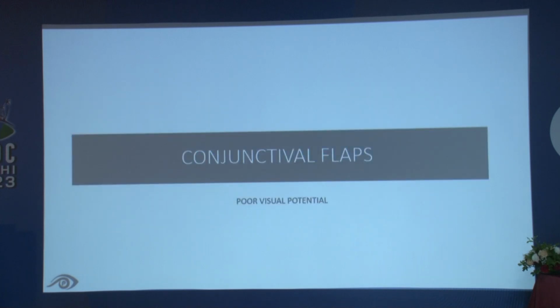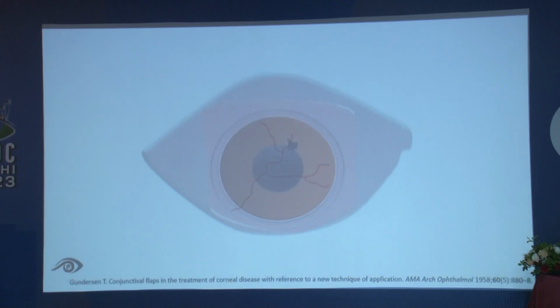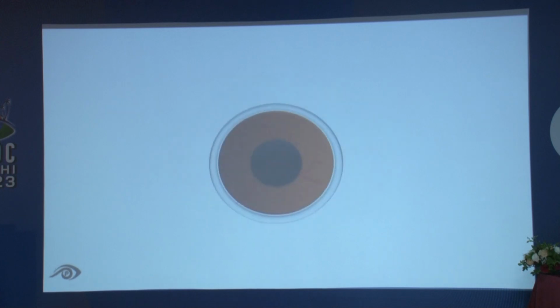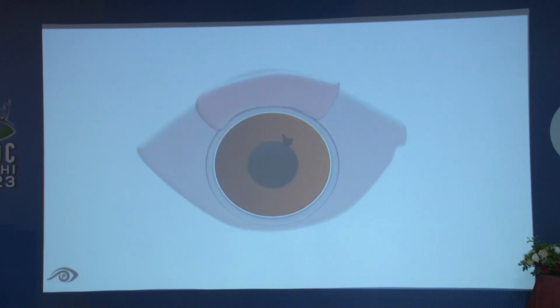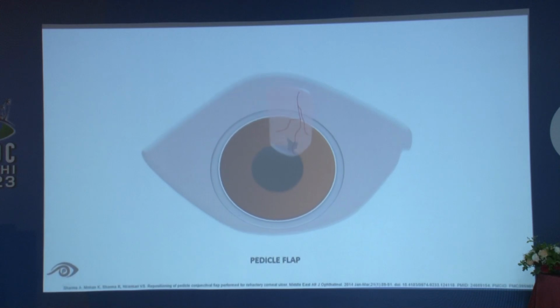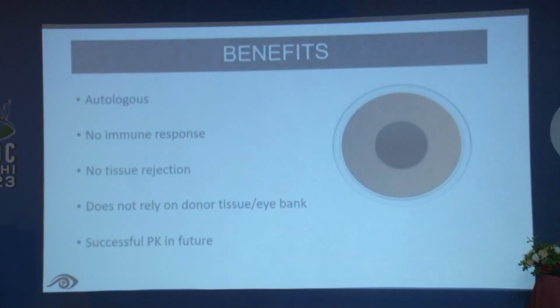Coming to the conjunctival flaps, here you use this method whenever there is a poor visual potential. The most common thing that is being done is the advancement flap. So the Gunderson's method is commonly done. The only thing is there won't be any visual potential because the vascularization would have already taken place and the graft is not going to survive in these cases. Some studies have also tried making a pedicle flap from the conjunctiva. It is said that it's much better than the Gunderson's.